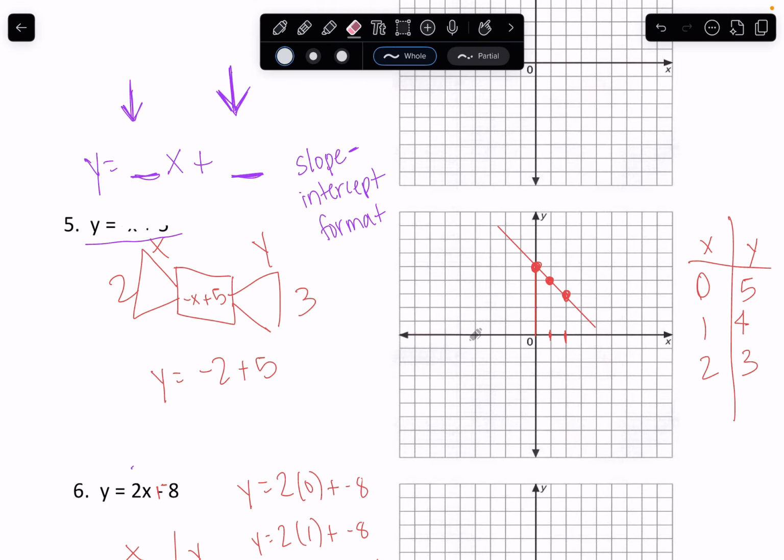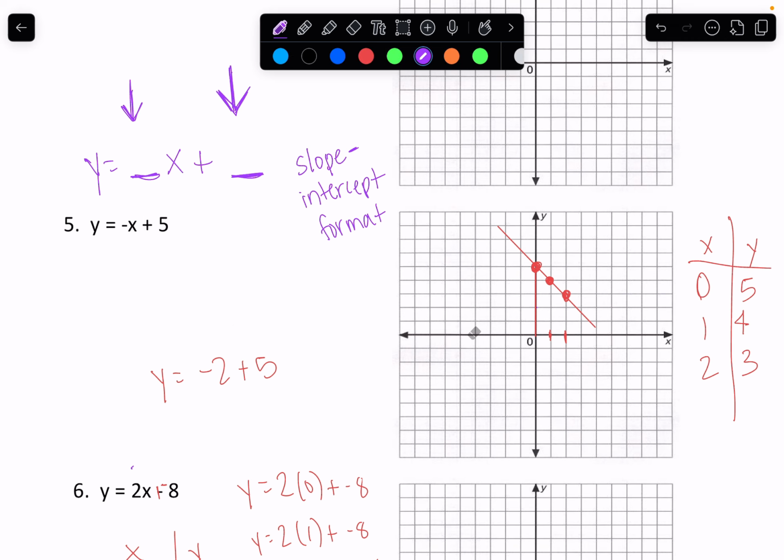So let's look at it. We'll remove this function machine for now. If this thing in orange is my intercept, something x plus something, this is my intercept, where is it going to hit? What's my y-intercept in this equation?